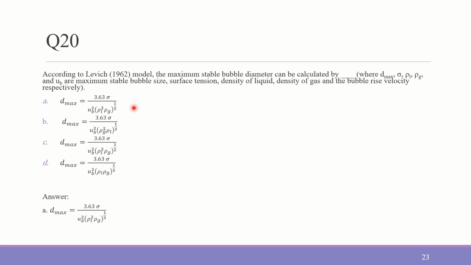So answer is option A, d max is equal to 3.63 sigma divided by UB square into rho L square rho G to the power of 1 by 3, where sigma is the surface tension, UB is the bubble rise velocity, rho L is the liquid density, and rho G is the gas density. So I hope you are clear now. So these are a few questions. Now we have questions from week 6 assignment problems, which will be just for revision.